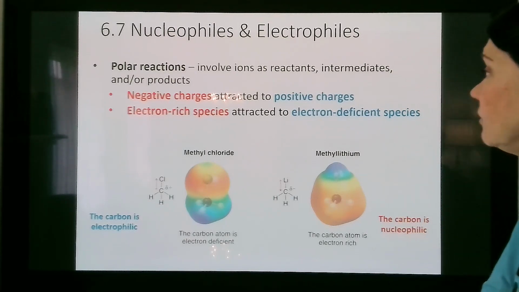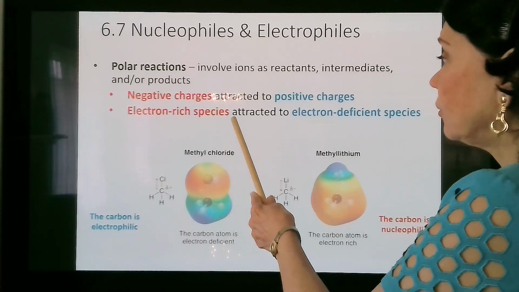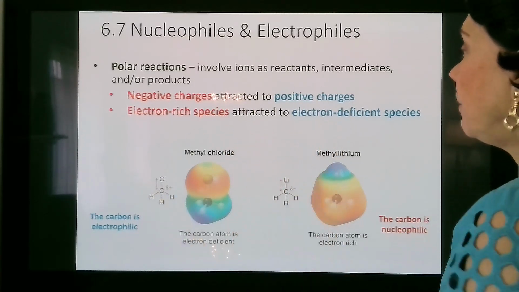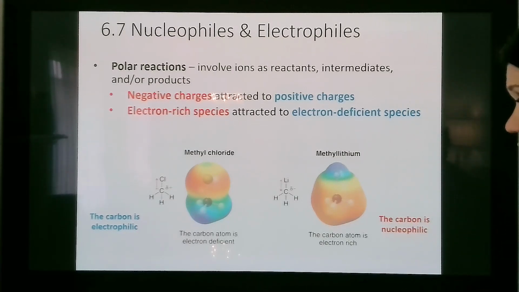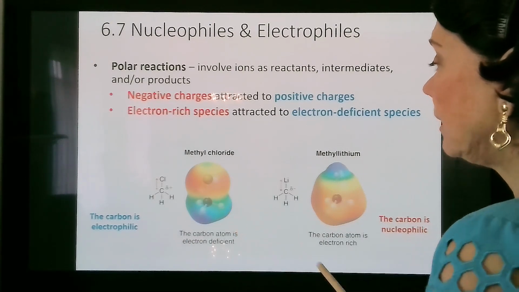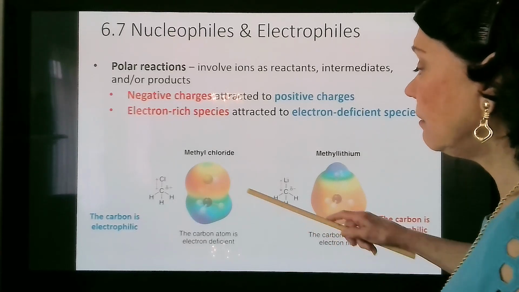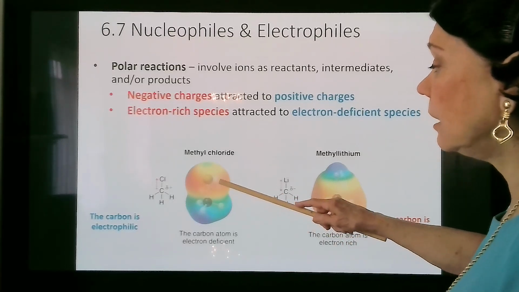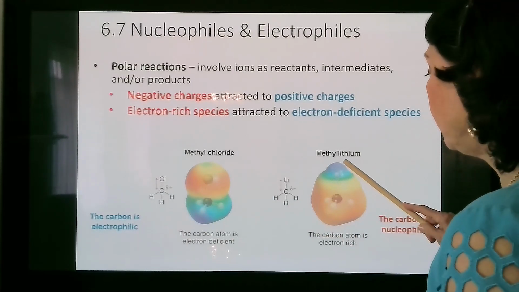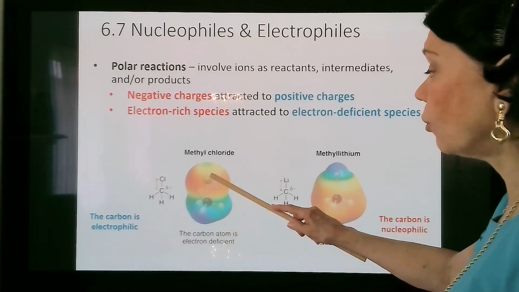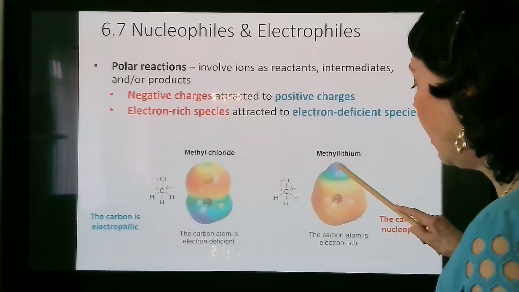They'll involve ions as reactants, intermediates, or products. The negative charges will be attracted to the positive charge. Electron-rich species are attracted to electron-deficient species. And these are the electrostatic potential diagrams of methyl chloride and methyl lithium, where remember that the red shows the high density of electrons and the blue shows the low density of electrons, or high negative charge and high positive charge.